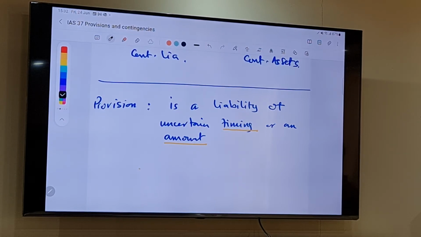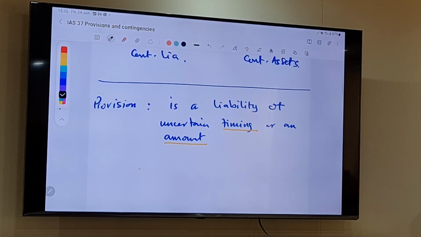So in the month of December, do I know the actual electricity expense, how much? At that time, there are two things: timing is uncertain, and the amount is uncertain. More than timing here, the amount is uncertain. We don't know how much it is. But for sure, I have incurred it; I have received the service. Electricity service, I got it. But the Karama did not send me the bill. Since the Karama did not send me the bill, I don't know exactly how much it is.